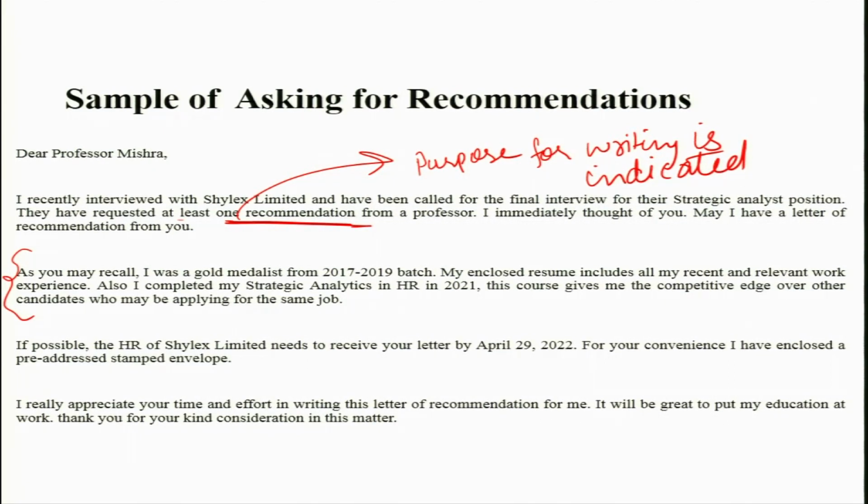In the first paragraph, you should state the purpose clearly, that is, why you want the recommendation letter. In the second paragraph, you should make the other person remember who this person was and what you have done in the past when you were working with him or under him. If possible, the HR of Shylex Limited needs to receive your letter by April 19. What have you done in the third one? The timeline.